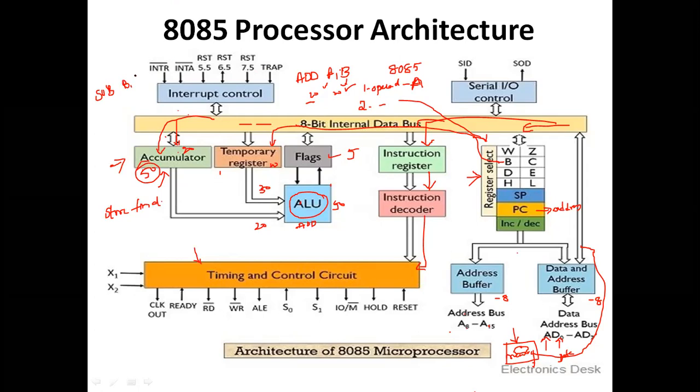subtract b. Subtract b, in the sense, in the accumulator we are going to have some value, that is 50. We are going to subtract A minus B. Why? Because the first operand should be in the accumulator. When I give SUB B, what it is going to do is, first the program counter is going to be incremented by 1, so that it is going to have that instruction.